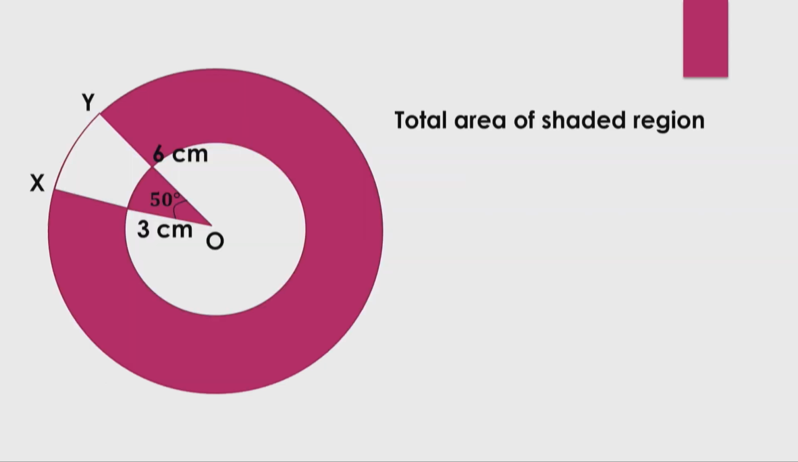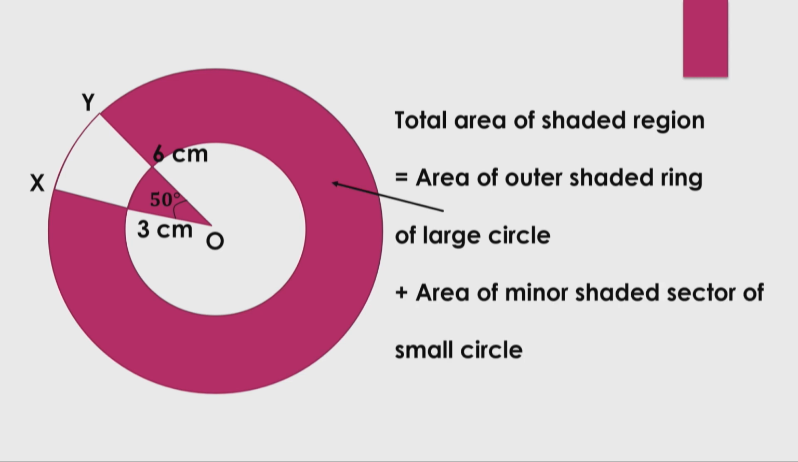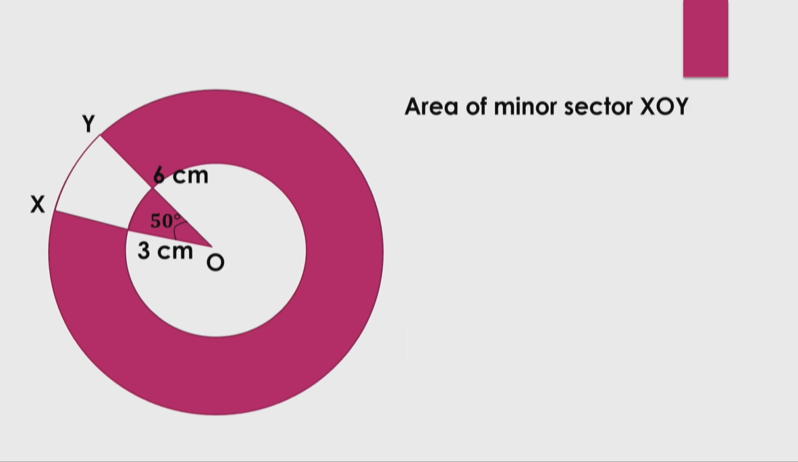Total area of the shaded region is equal to area of outer shaded ring of a large circle plus area of minor shaded sector of small circle. Area of minor sector XOY: 50 over 360 multiplied by pi multiplied by 3 squared centimeters squared is equal to 3.92699 centimeters squared.